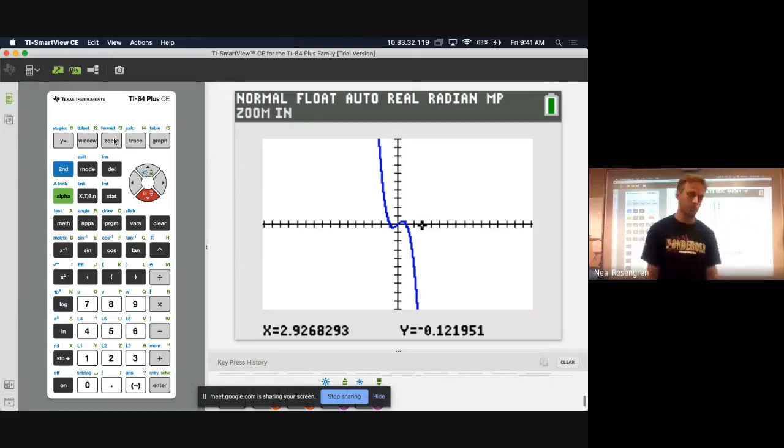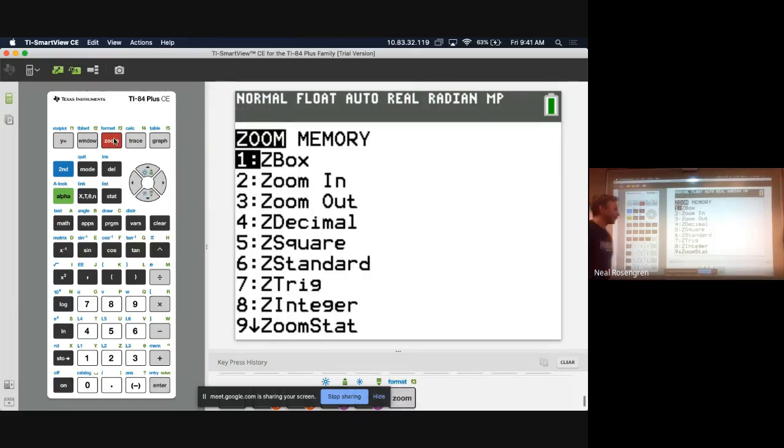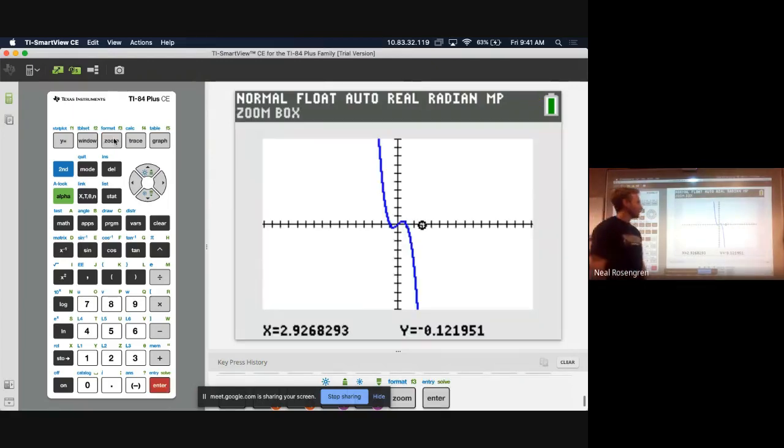Okay, but maybe that doesn't work. Maybe that's not what you want to do. And so there's an option that I really love that we never just seem to talk about. This is always something new, which is cool that I get to do it. I like the first one. Check this out. Zoom box. So do it with me.